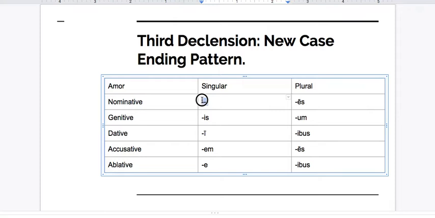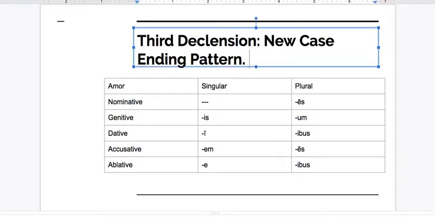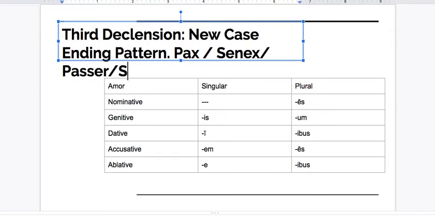And we notice something funky here right off the bat. The nominative, we just are going to draw a dash. And that's because if you look at your vocab for this chapter, you may have noticed that there are a lot of odd nominatives. We had pax, we had senex, we had passer, we had soror, we have amor.